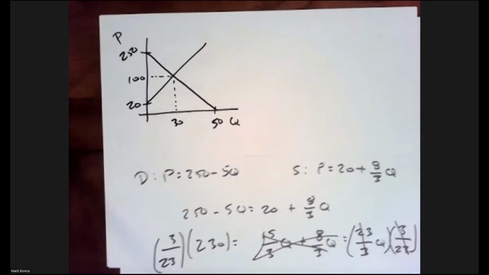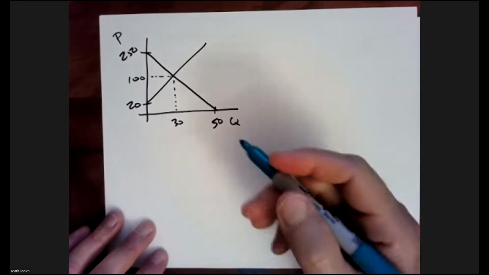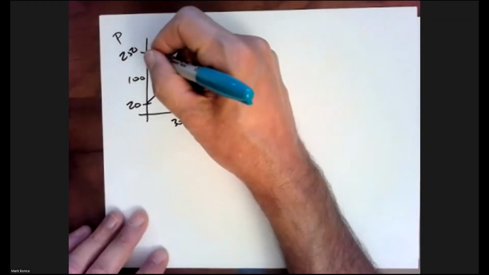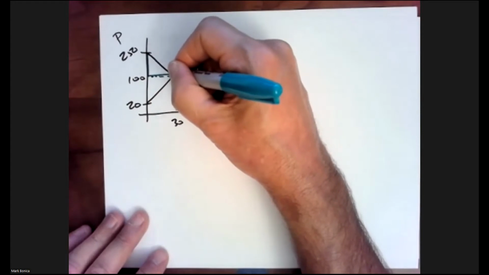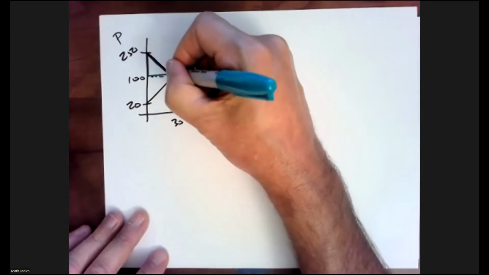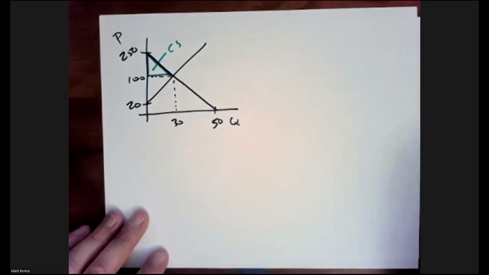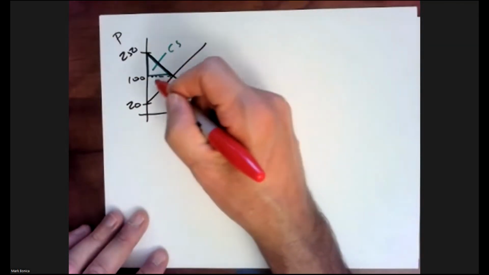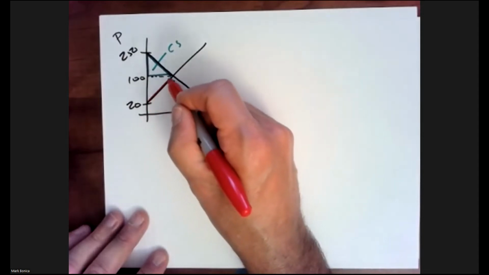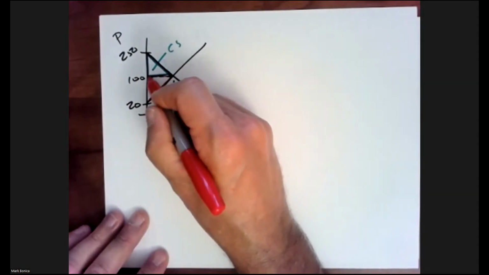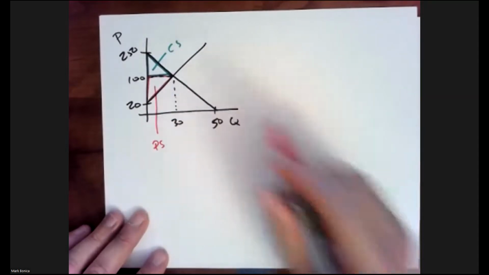Right. Now we want to get our consumer and producer surplus. The consumer surplus is the triangle above the price that the consumer pays, but below the demand curve. So that is my consumer surplus. My producer surplus is the area above the supply curve, and below the price that the producer receives. That's here. That's the producer surplus.